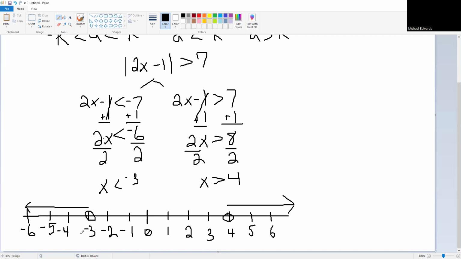So we have this one that goes off to negative infinity, and this one, which is just -3 open. We have this space in between, which is just -3 to 4. And then we have this space here, which is 4 to infinity. Now we get to check our solutions and do more work.